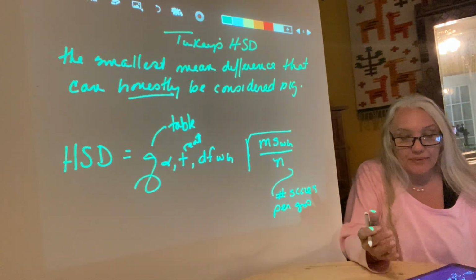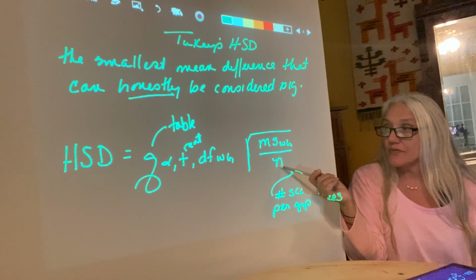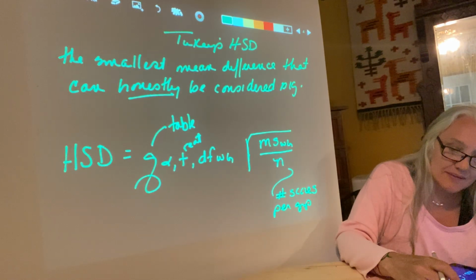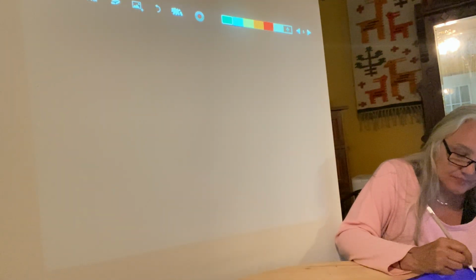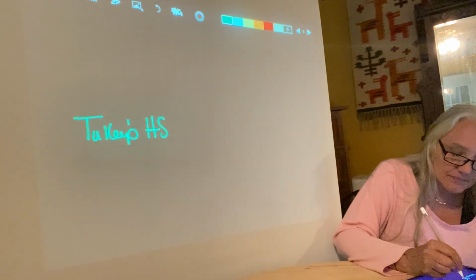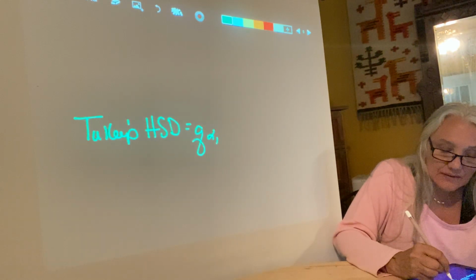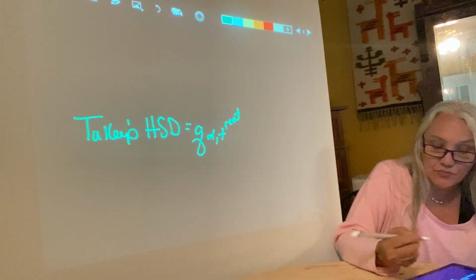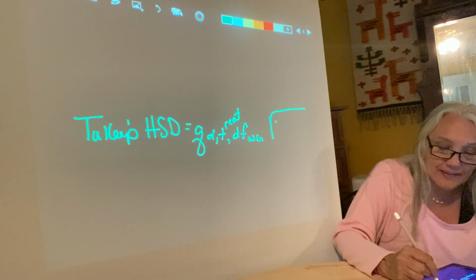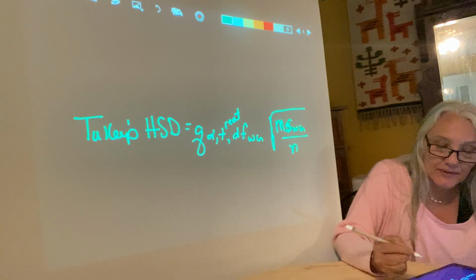So we need 3 things. We need Q, we need the mean square within groups, and we need the number of scores in each group. So Tukey's is equal to Q on alpha, the number of treatments, which we have 3, and degrees of freedom within groups. And then we multiply that by the square root of mean square within groups divided by n.